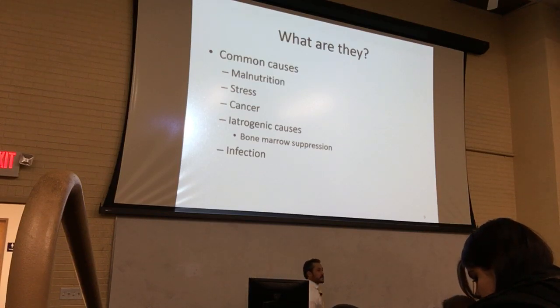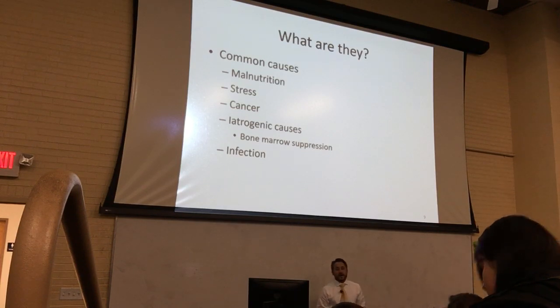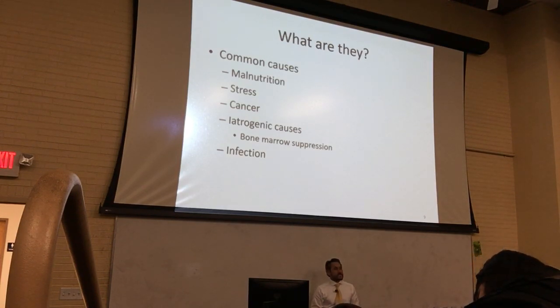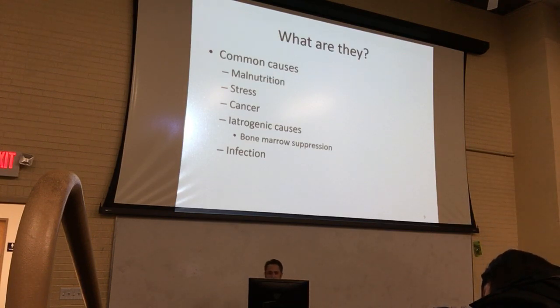Stress, right? Just at the break, someone came out and talked about stress. So, stress can cause corticosteroid release, which suppresses the immune system globally. And maybe you've experienced this firsthand.